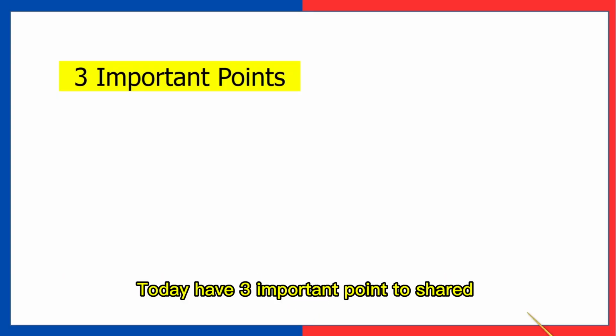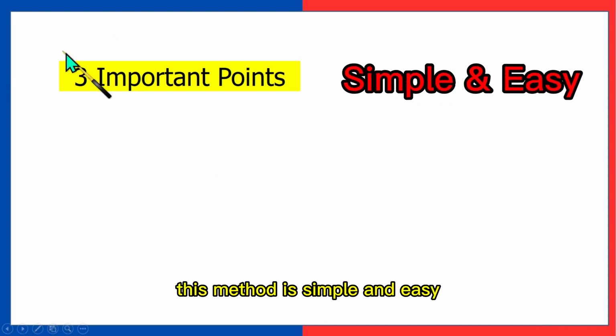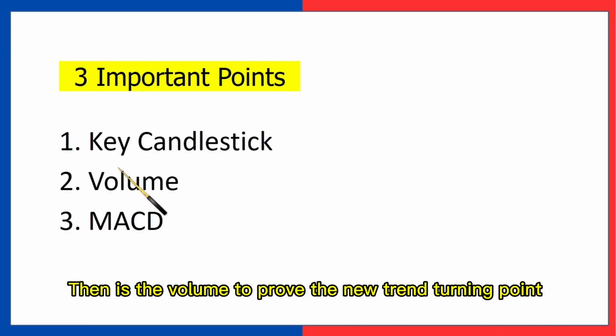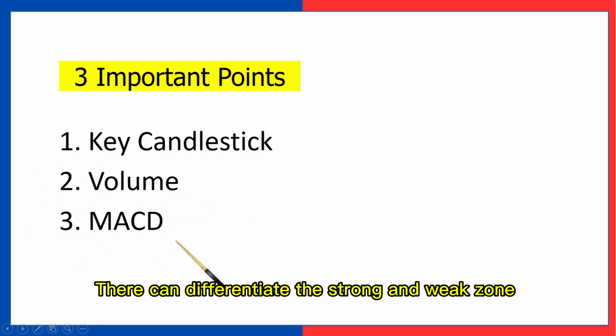Today I have 3 important points to share. This method is simple and easy. First, find the key candlestick. Then, use the volume to prove the new trend turning point. Then is the MACD indicator. They can differentiate the strong and weak zone.